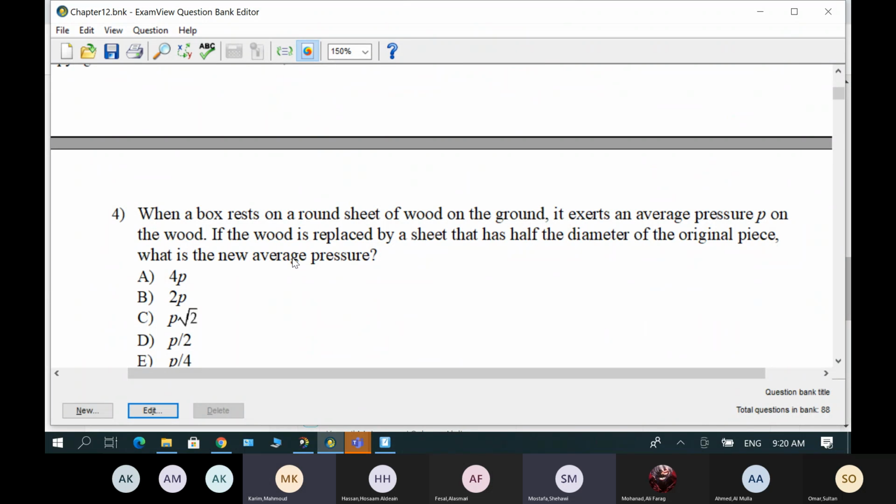When a box rests on a round sheet of wood on the ground, it exerts an average pressure P on the wood. If the wood is replaced by a sheet that has half the diameter of the original piece, what is the new average pressure?